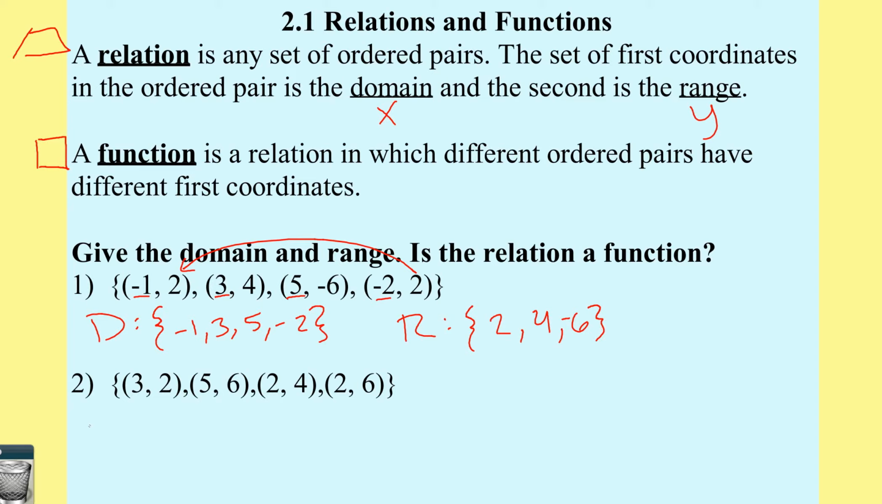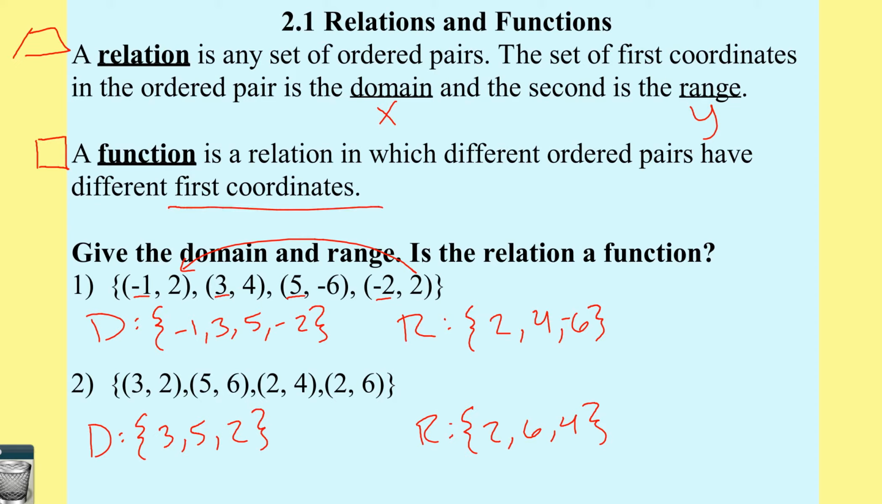For number 2, the domain is again your x's, so 3, 5, 2, and your range is all your y values. So in this case, it would be 2, 6, and 4. Now, these are both relations, but are they functions? Functions have different first coordinates, so different x values. For number 1, every point has a different x, so yes, this is a function. Number 2, every x value is not different. We have a repeated x, so this is not a function.